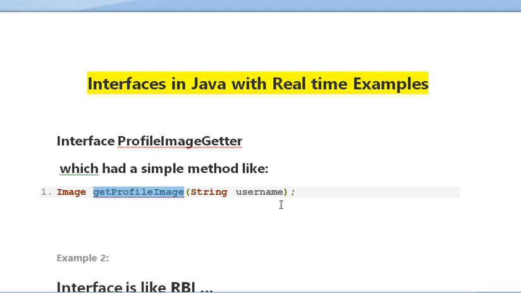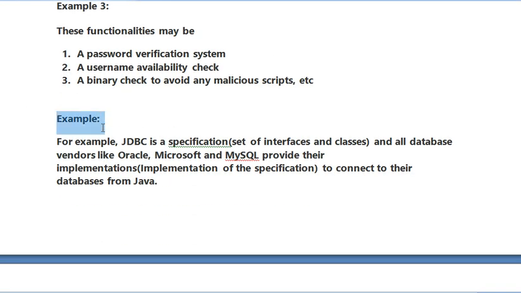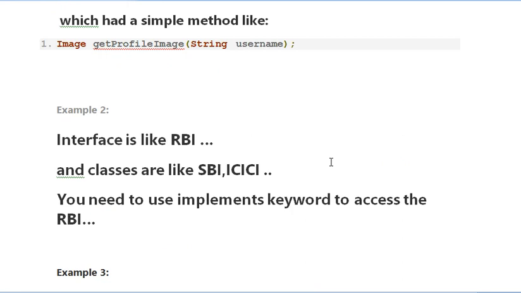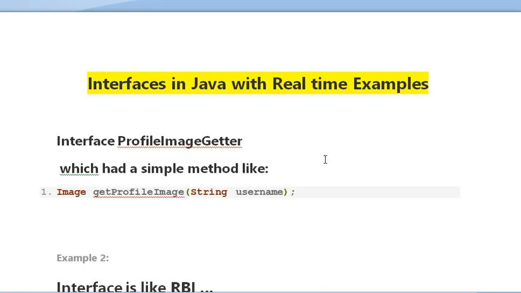So we will take one more example, okay, for better understanding. For example, JDBC is a specification. JDBC contains a set of interfaces and classes, and all the database vendors like Oracle, Microsoft and MySQL provide their implementations to connect to their database from Java. So you can easily change the database for your application simply by changing the implementation jar file. Okay, so EJB, JEE are examples of specifications. Each application server vendor like WebSphere, GlassFish, JBoss provides their implementation. So these are the best real-time examples for interfaces where we are really using the interface concept.